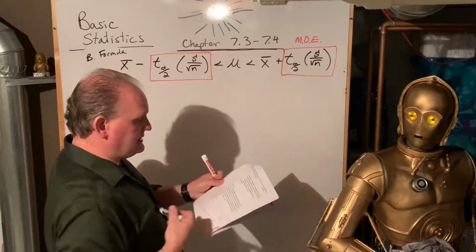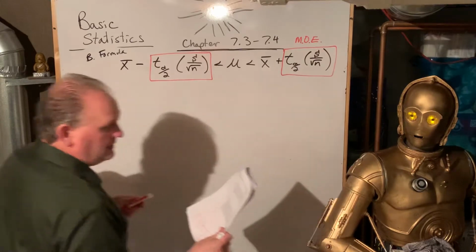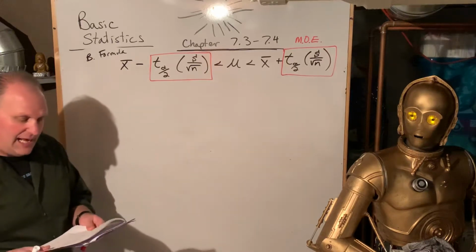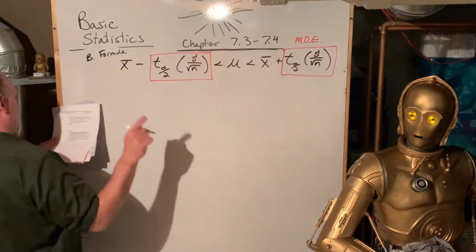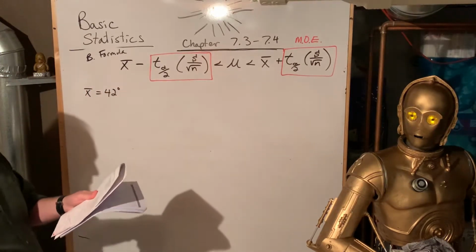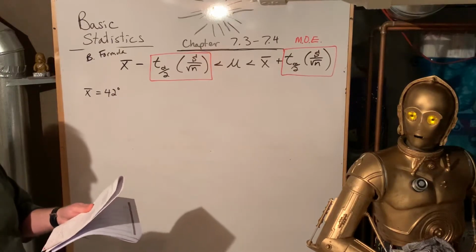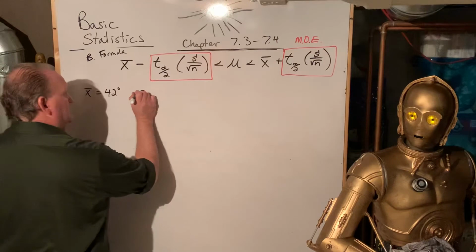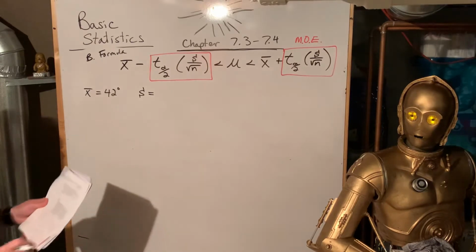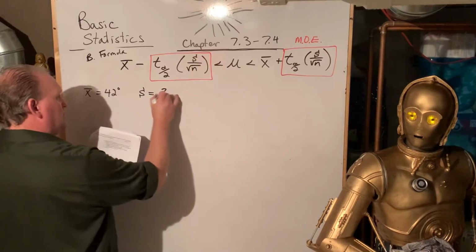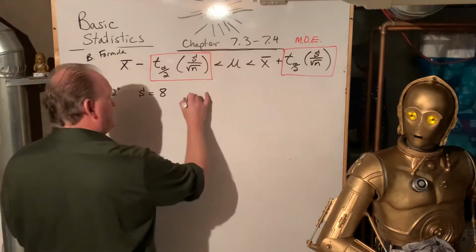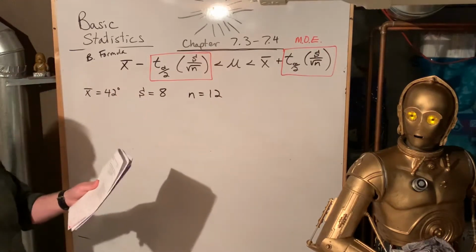So now let's do the example on page 5 of your note packet. It says a random sample of high temperatures for 12 recent Thanksgiving days had an average of 42 degrees Fahrenheit. So they gave us an X bar of 42 degrees. They said the standard deviation of the sample was 8. So that's S. We don't get to use sigma. Sigma is what we use for population. S is what we use for a sample. Standard deviation is 8. And n is 12. They did 12 Thanksgiving days.